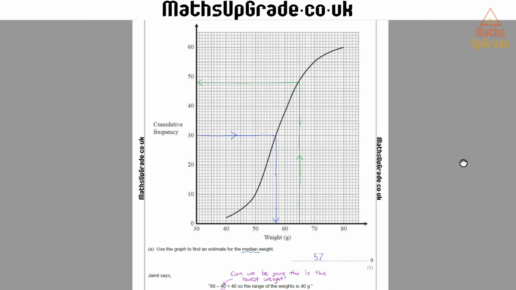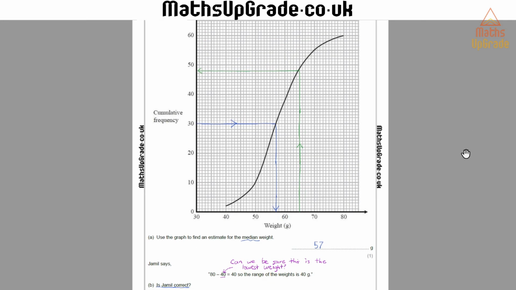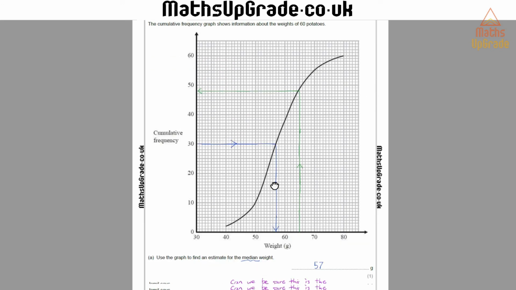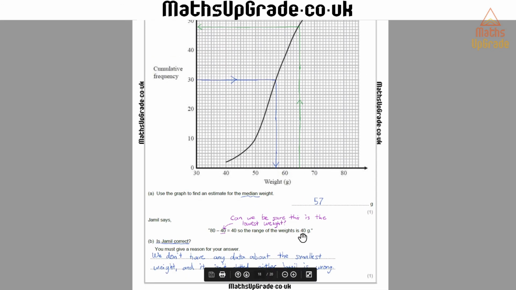In part B, Jamil says 80 subtract 40 equals 40, so the range of the weights is 40. Is he correct? On a cumulative frequency graph, this is the maximum weight, so that's fine, that's 80. But this isn't necessarily the minimum weight. We haven't been given any information about the minimum weight of the potatoes, so he isn't necessarily correct.